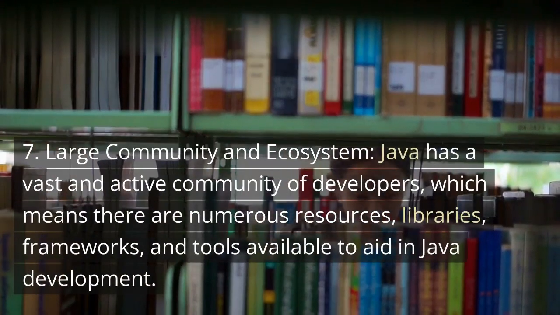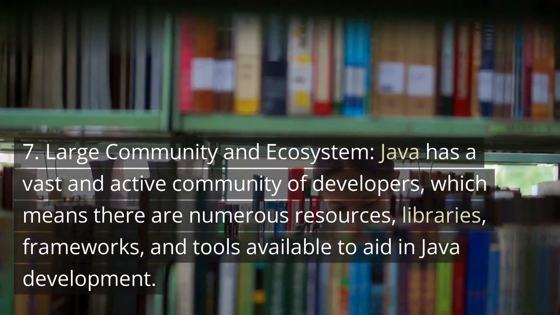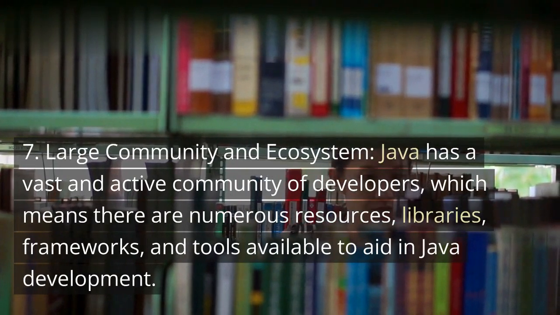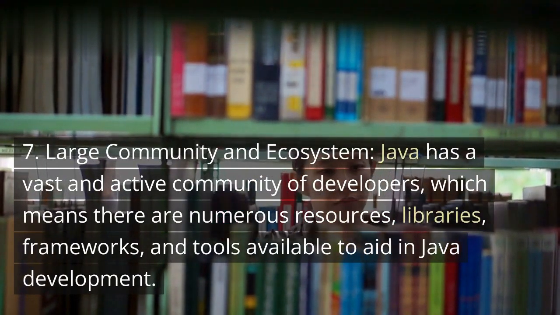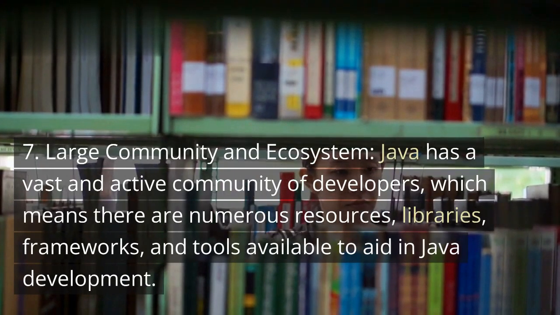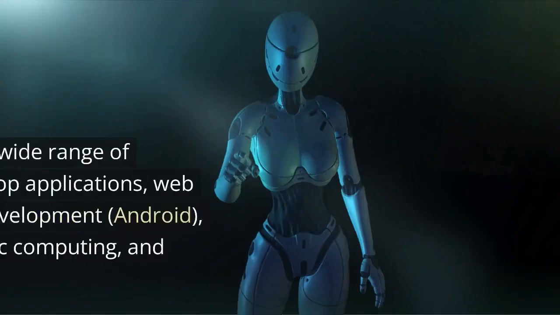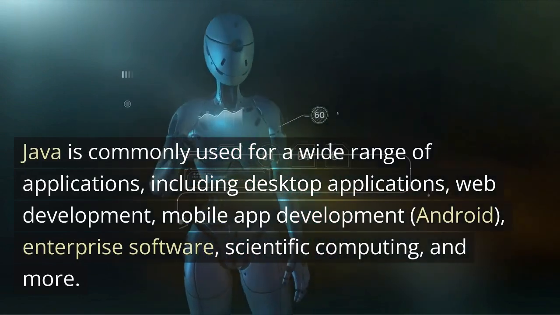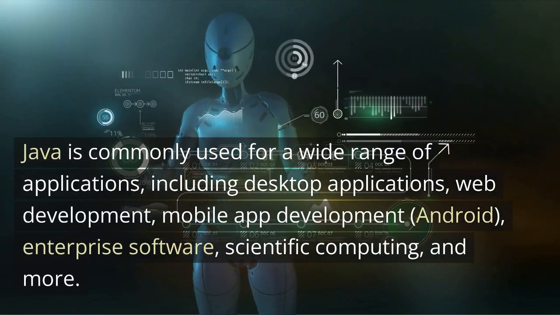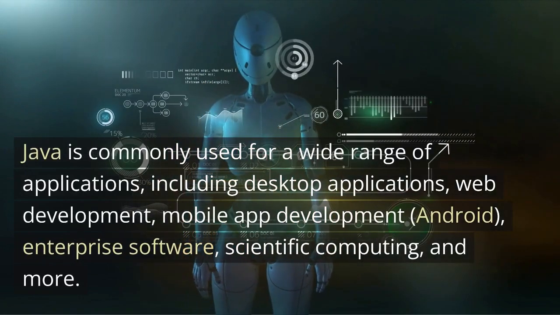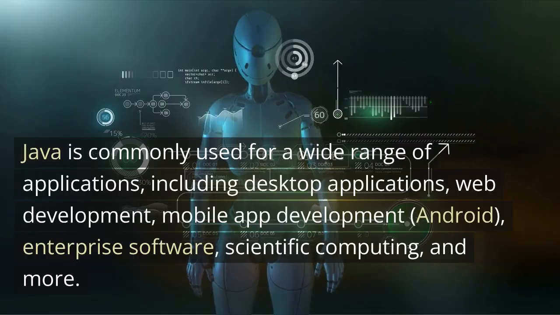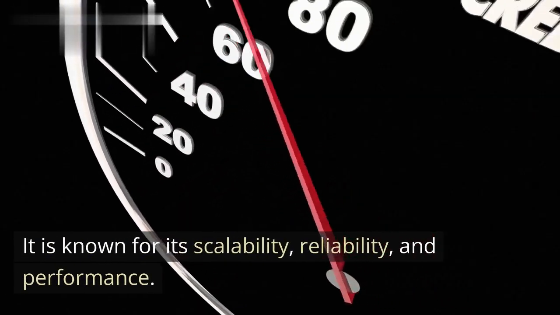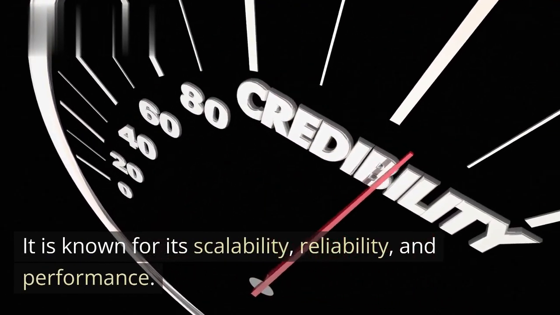7. Large community and ecosystem. Java has a vast and active community of developers, which means there are numerous resources, libraries, frameworks, and tools available to aid in Java development. Java is commonly used for a wide range of applications, including desktop applications, web development, mobile app development, Android, enterprise software, scientific computing, and more. It is known for its scalability, reliability, and performance.